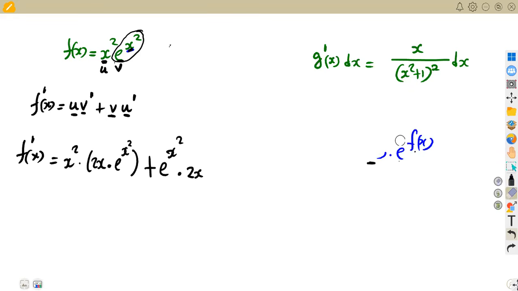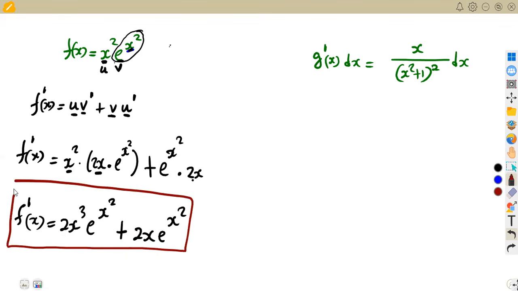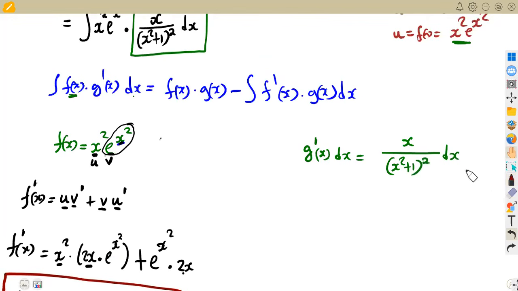So from there, we can try to simplify further by just combining our terms. The first derivative with respect to x is going to be 2x times x squared, which is 2x cubed e to the exponent of x squared, plus 2x times e to the exponent of x squared. So this is our first derivative with respect to x, the one that is needed in our formula at the end here. All right, we are done.